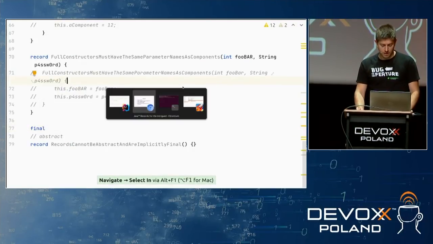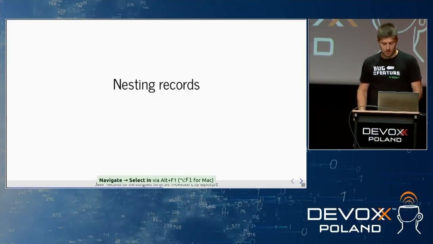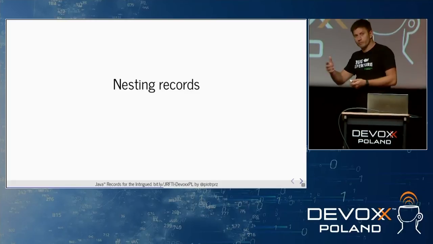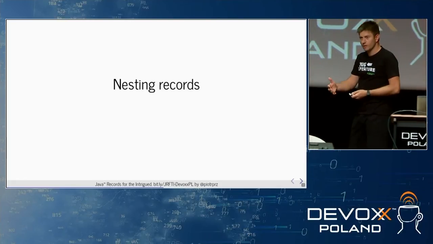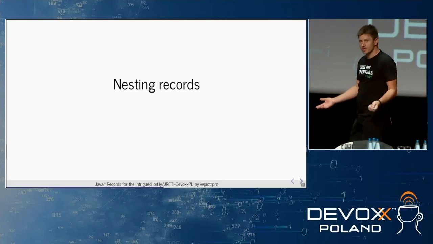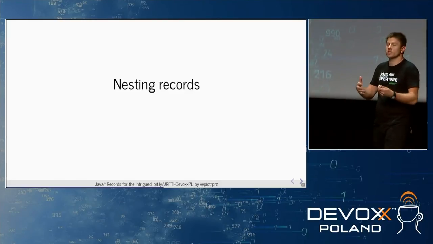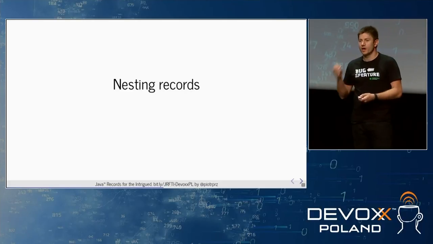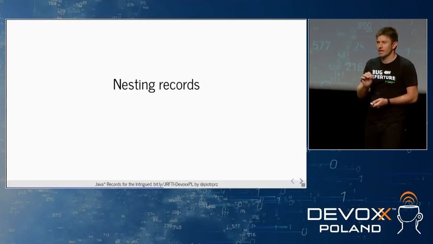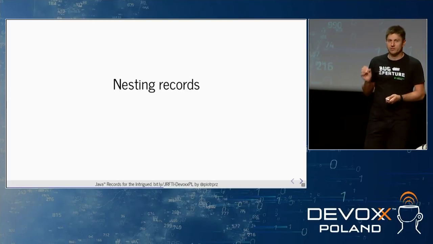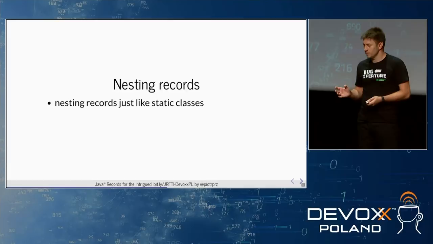So let me jump to the slides quickly. Okay, nesting records, because we covered what records are, right? What they can do, what they cannot do. Now the question is, how should I use them, or where should I use them, or what's the best way to use them? What's the purpose, right? When should I think, okay, I should have a record for this? Something like that, right? So records are extremely useful when nested, okay?